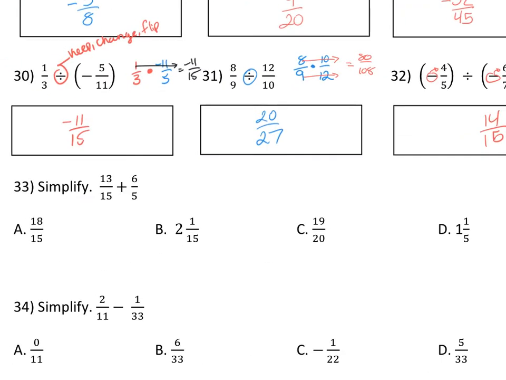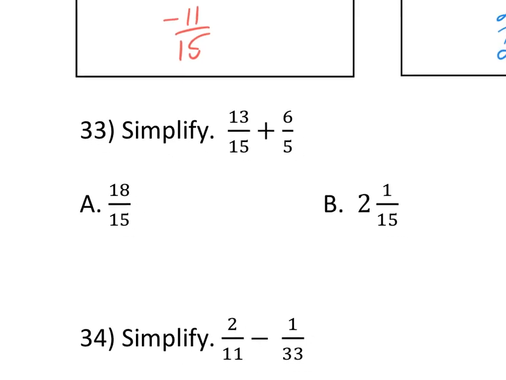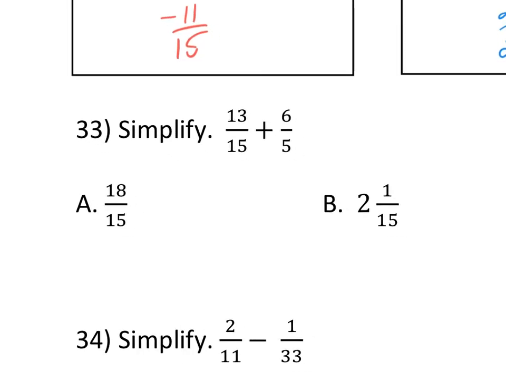All right, moving on. So again, addition, we need a common denominator. I'm going to use a common denominator of 15. So I'll multiply my second fraction by 3 in the numerator and denominator. So I'll have 13 over 15 plus 18 over 15.